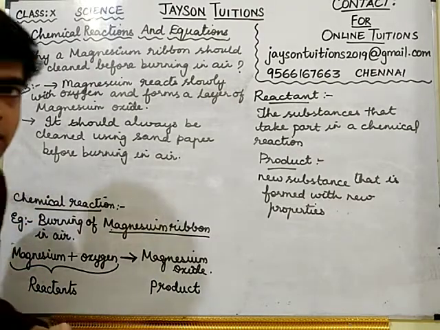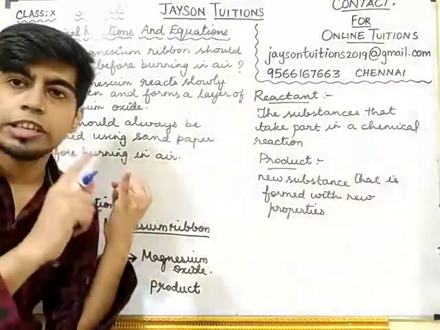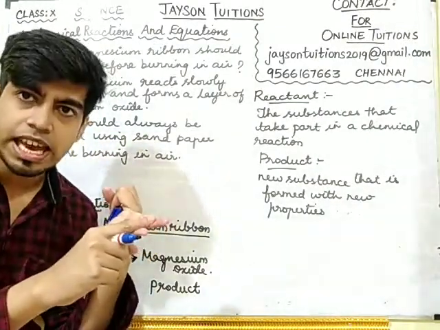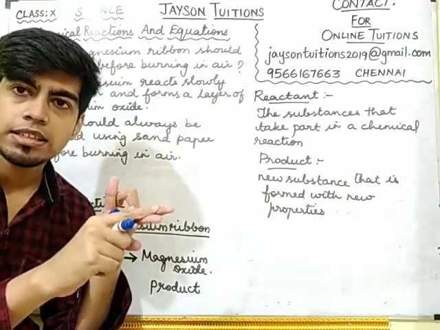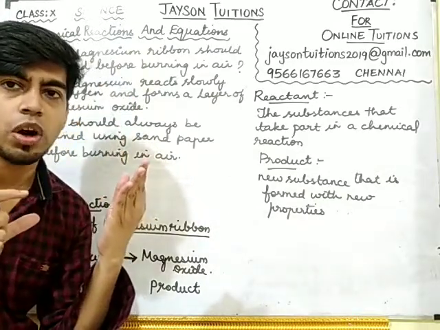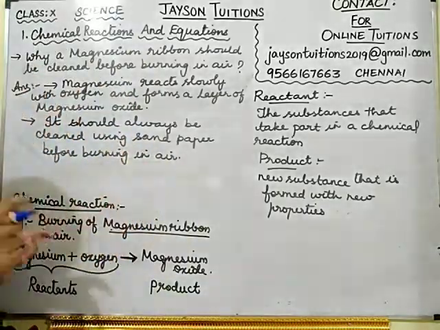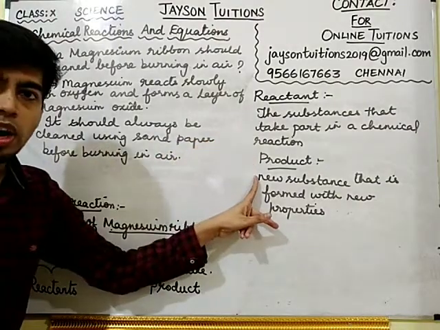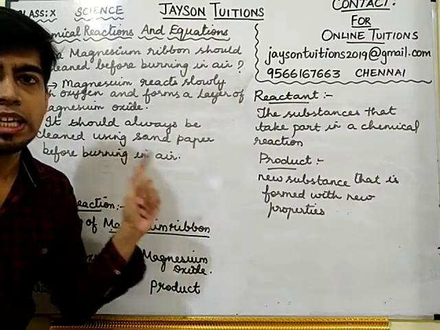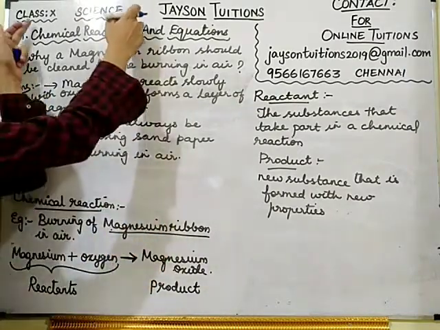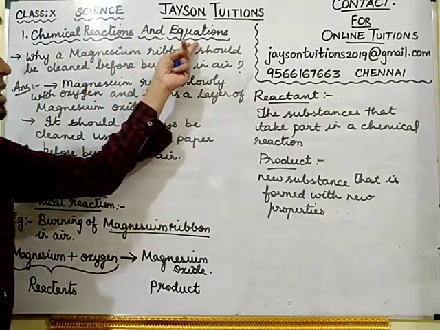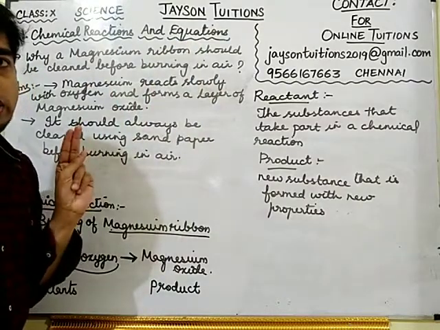So in today's class, we have studied the difference between physical change and chemical change, what a chemical reaction is, what the characteristics of a chemical reaction are, and for each characteristic we saw one example. Then what reactants are, what products are, and why a magnesium ribbon should be cleaned before burning in air. So this is about the chemical reactions part. In the next video, I will be teaching about chemical equations.